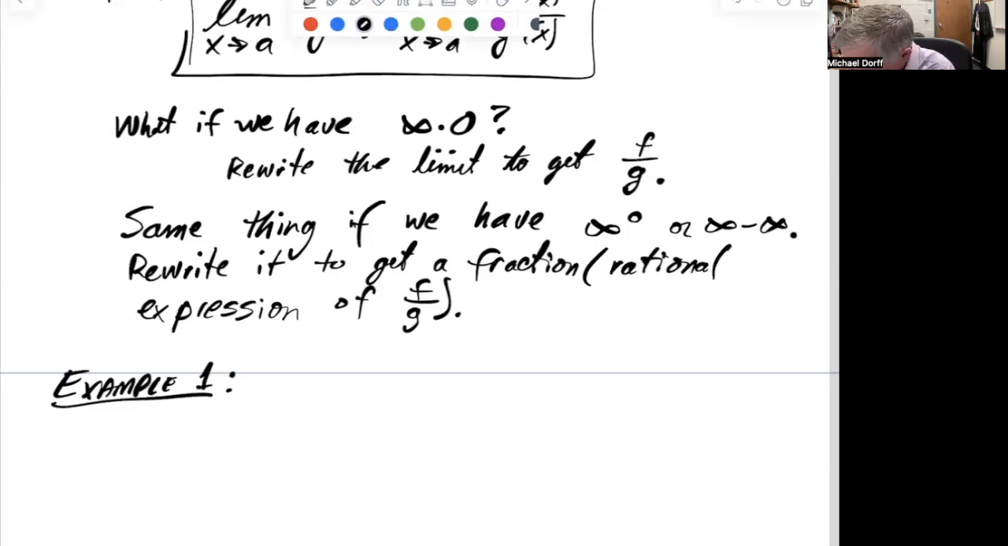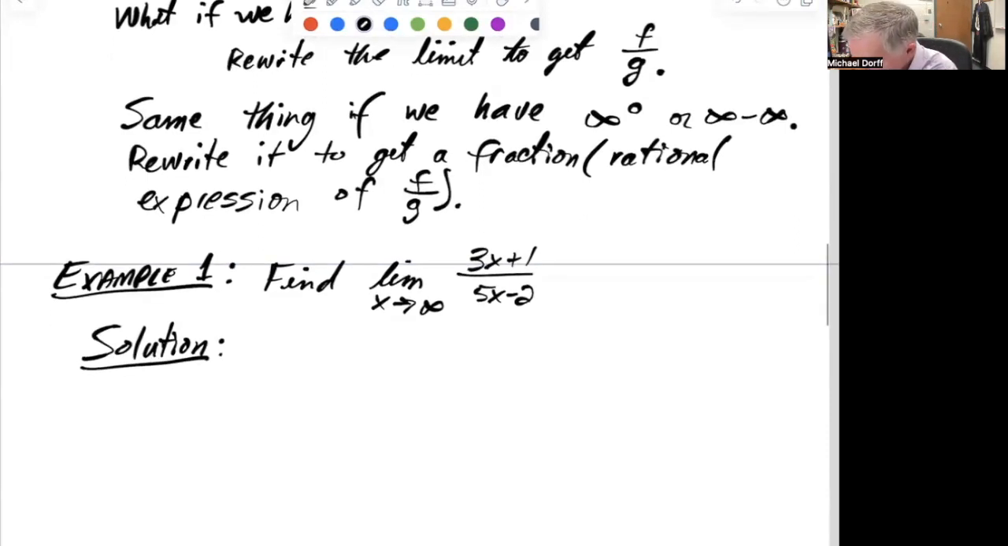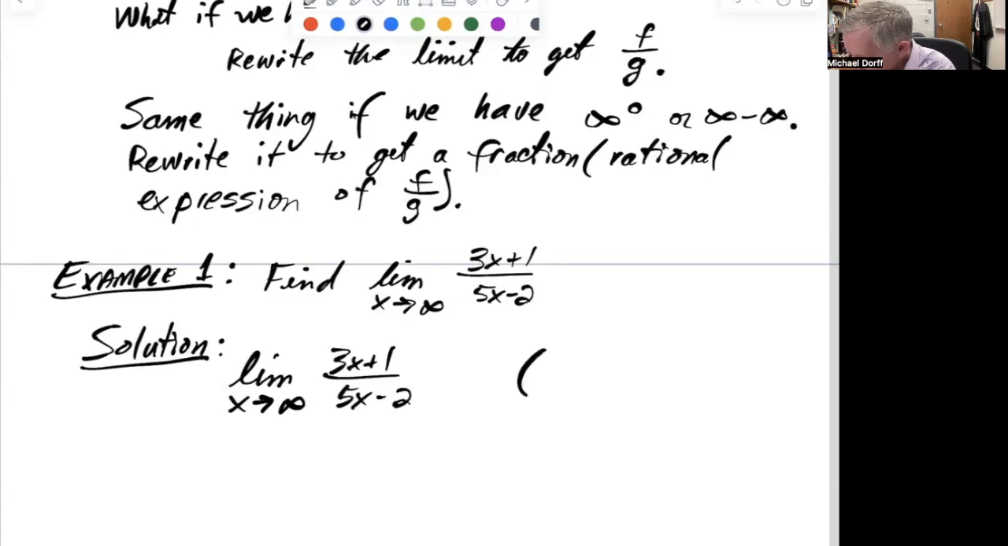Okay, so find the limit as x goes to infinity of 3x plus 1 over 5x minus 2. Now, this may look familiar to you because many lessons ago, we evaluated this one. We were able to figure out what this limit was. So what did we do before? Well, let's first look at what happens when I put in infinity here. What do I get in the top and what do I get in the bottom? Well, this is an indeterminate form of infinity over infinity.